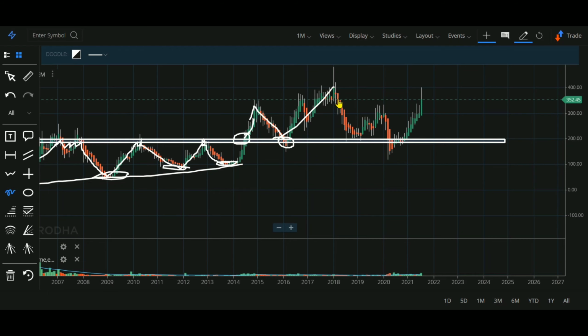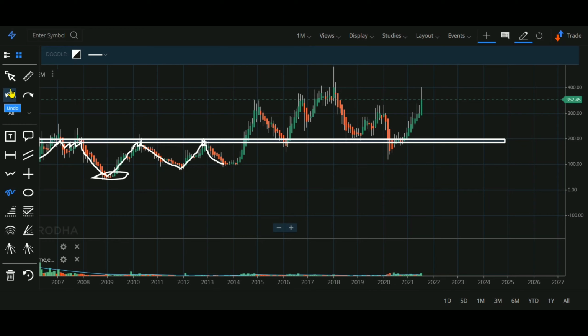It has gone up and then gone down again. It has again faced a rejection over here. It has gone up again, then it came down and then again up. So it's a proper good zone that we can draw.